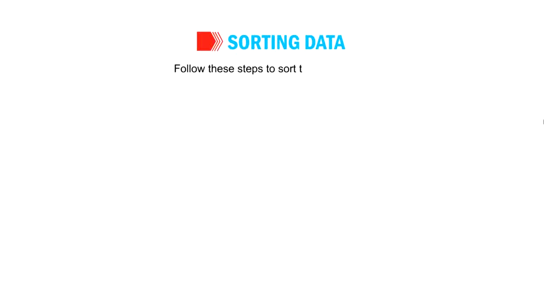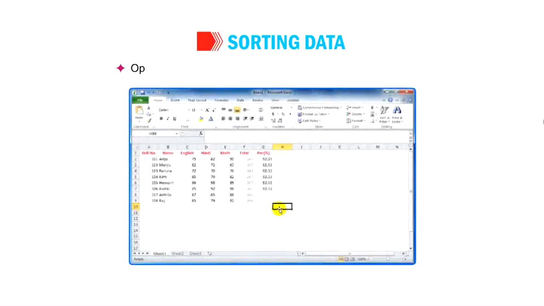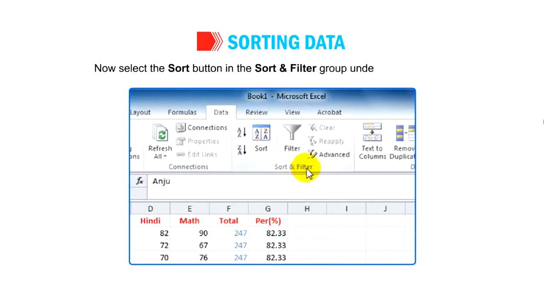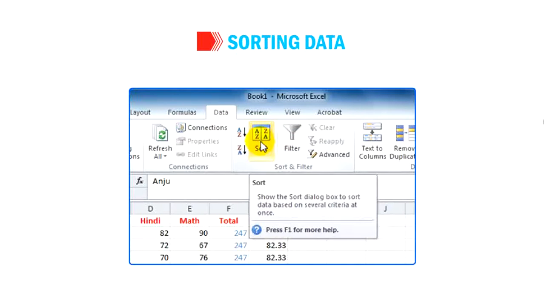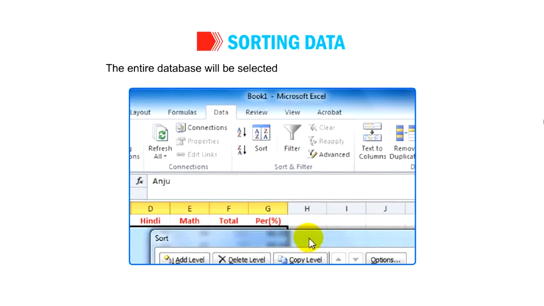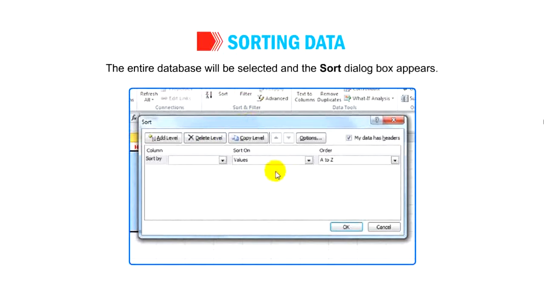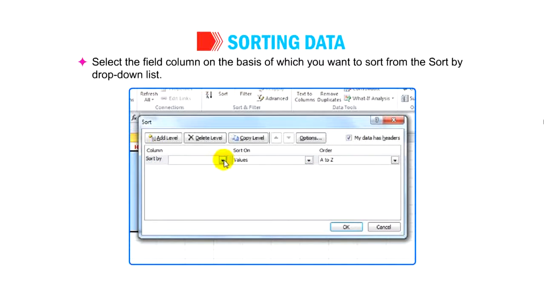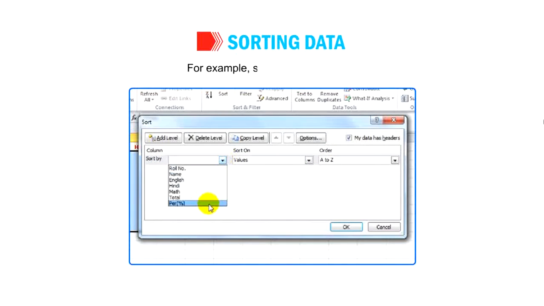Follow these steps to sort the given data. Open any worksheet and select the data that you want to sort. Click on any cell, say B2. Now select the Sort button in the Sort and Filter group under the Data tab. The entire database will be selected and the Sort dialog box appears. Select the field column on the basis of which you want to sort from the Sort by drop-down list. For example, select the name field.